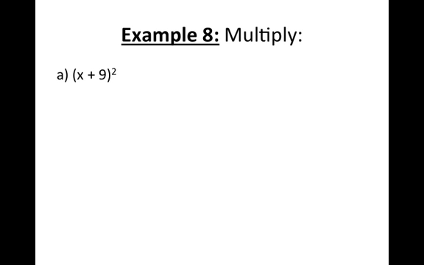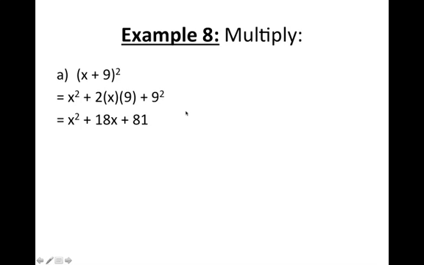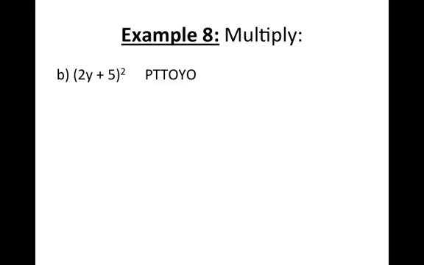Okay. X plus 9 squared. So we need to square the first, square the last, double the middle, so 2 times x times 9, and we get out fast. So x squared plus 18x plus 81. Okay, try the next one on your own.